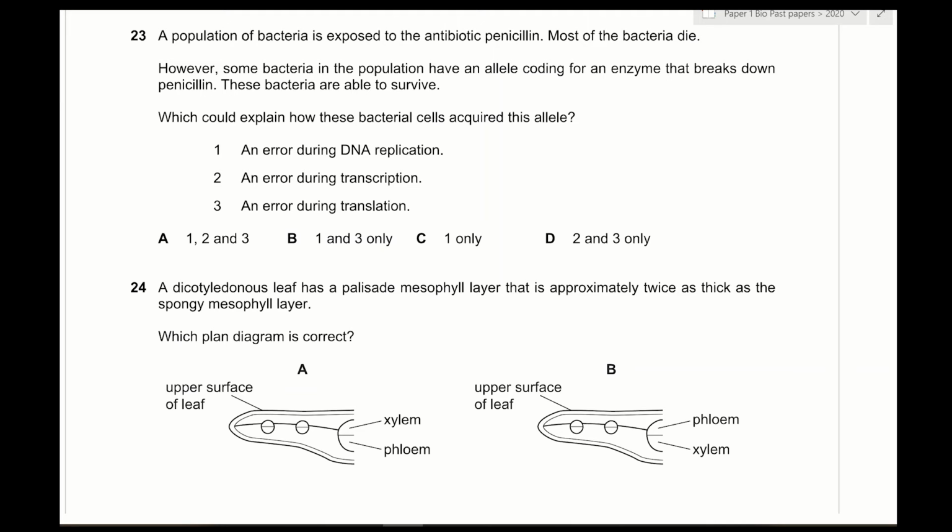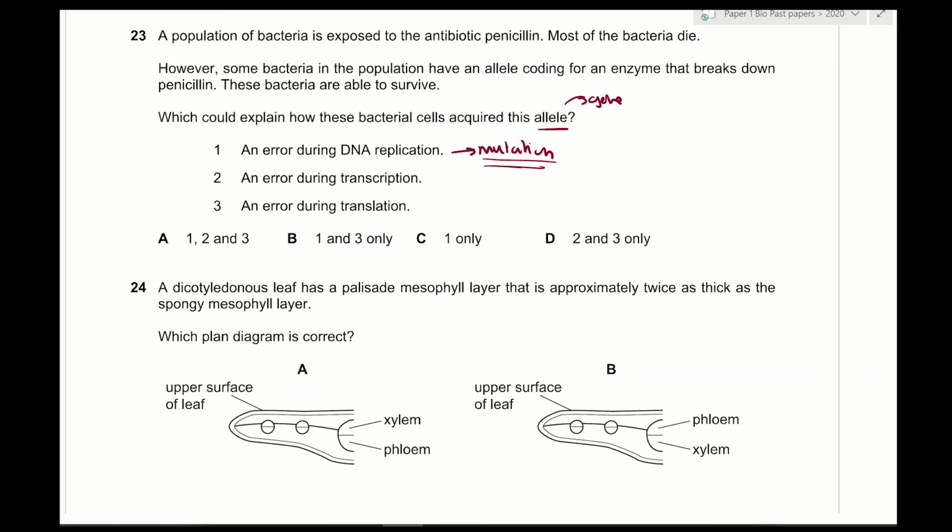1. An error during DNA replication. Basically, this means that a mutation took place. Now, this is correct. The only time an allele, so basically a new gene, is formed is during a mutation.